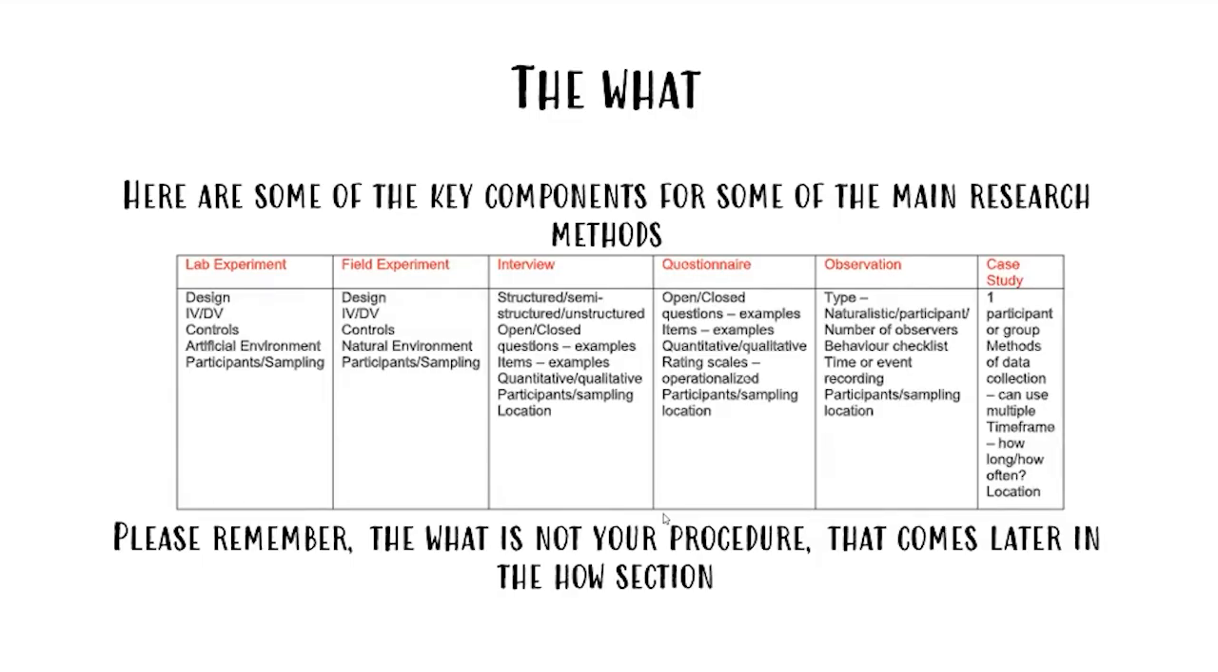So here are some of the components. You can pause this if you want to take a look at it later. Some of the key components for some of the main research methods that you could be asked for in that question. So take a look at those, use them if you want to. For example, if you're going to do a case study, it's probably going to be just one participant. What methods of data collection will you be using with that participant? Will you do several interviews, several questionnaires? How long will it be? Will it be in his house or her house, or will it be you asking?